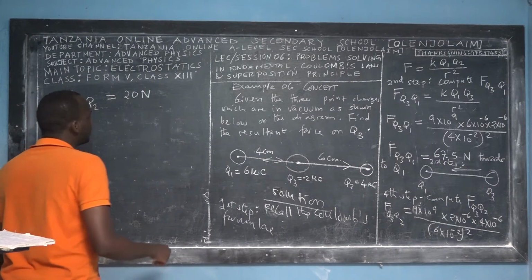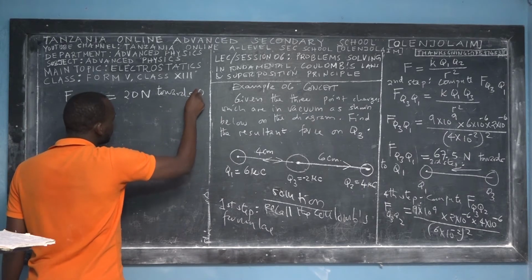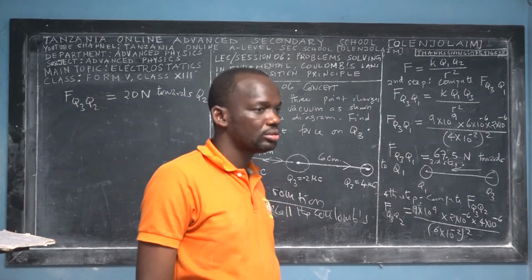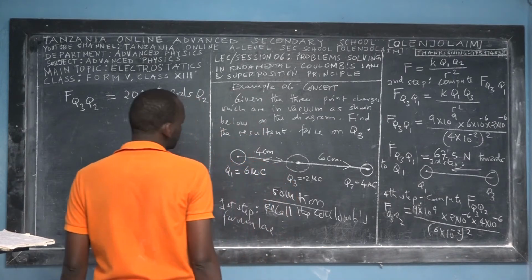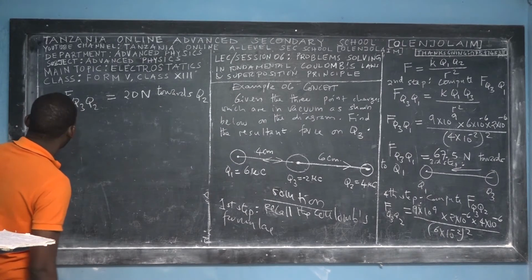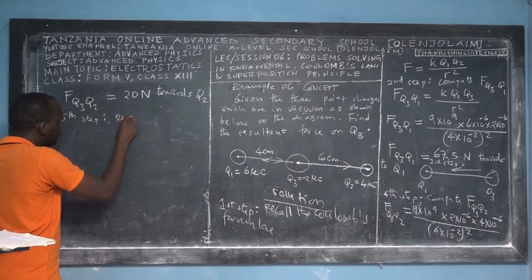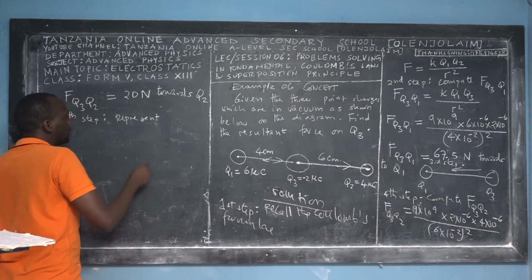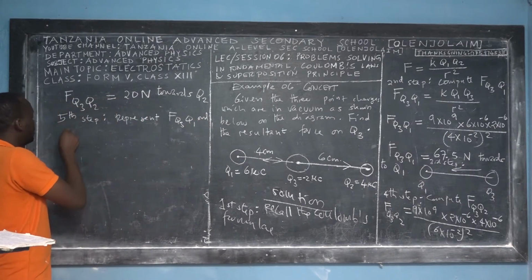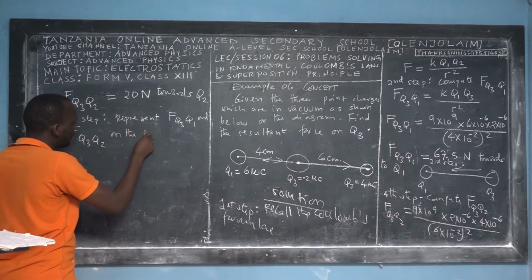So simply, it will be attracted, so you say that these 20 newtons will be towards Q2. Are we together? Towards Q2. Okay, so if that's the case, we go for the fifth step. The fifth step: represent the forces, meaning F of Q3 due to Q1, and force of Q3 due to Q2, on the figure below.